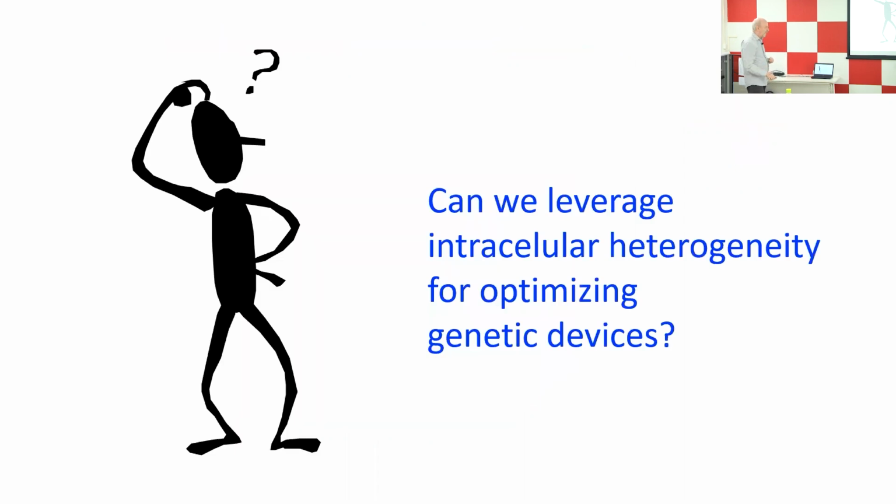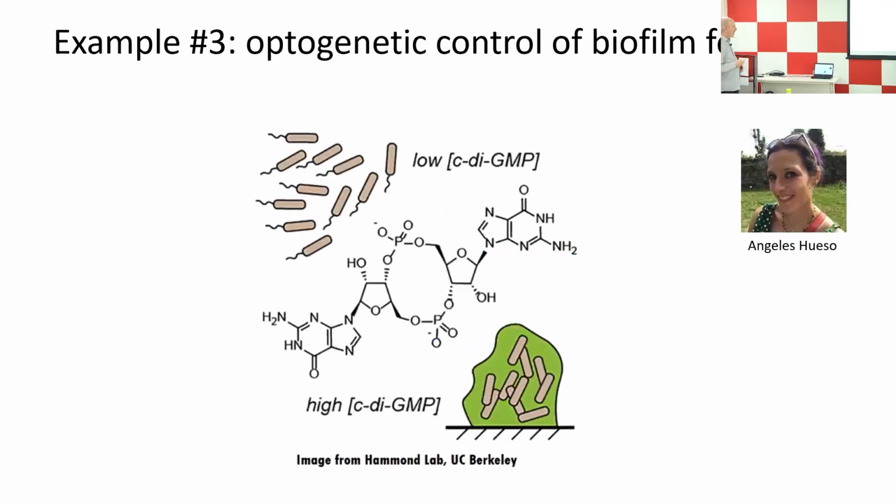Okay, so you say, well, what is the connection to the first part of the talk that I explained before? Can we leverage intracellular heterogeneity for optimizing genetic devices? Because all this story I told you about intracellular heterogeneity is based on this idea of optimizing genetic devices and using that as a tool for engineering things that work under the umbrella of synthetic biology. Okay, so I'll show you one case in which this is very clear.